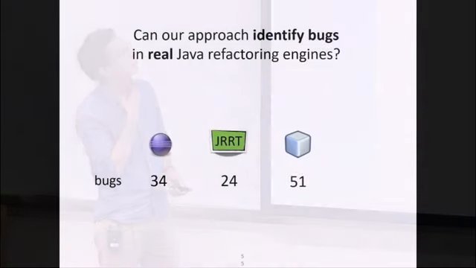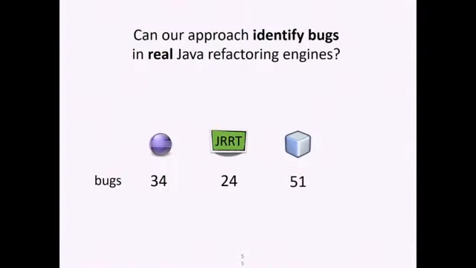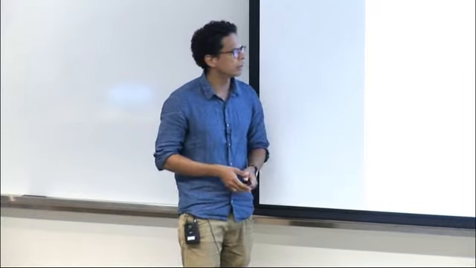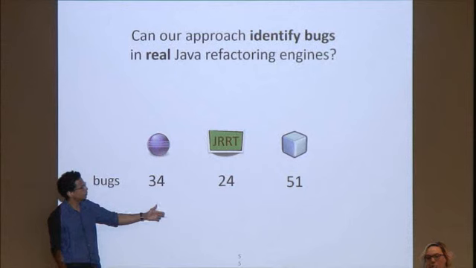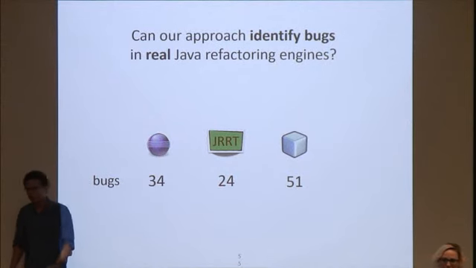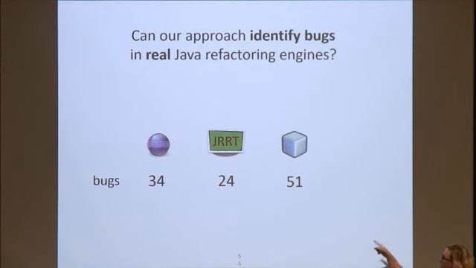So we evaluated this technique, checking whether we could identify bugs in real Java refactoring engines. We tried this using Eclipse, NetBeans, and JRRT refactoring tool. And we generated more than 150,000 programs to test them. And we found 34 bugs in Eclipse, 24 bugs in JRRT, and 51 in NetBeans. We reported all these bugs.